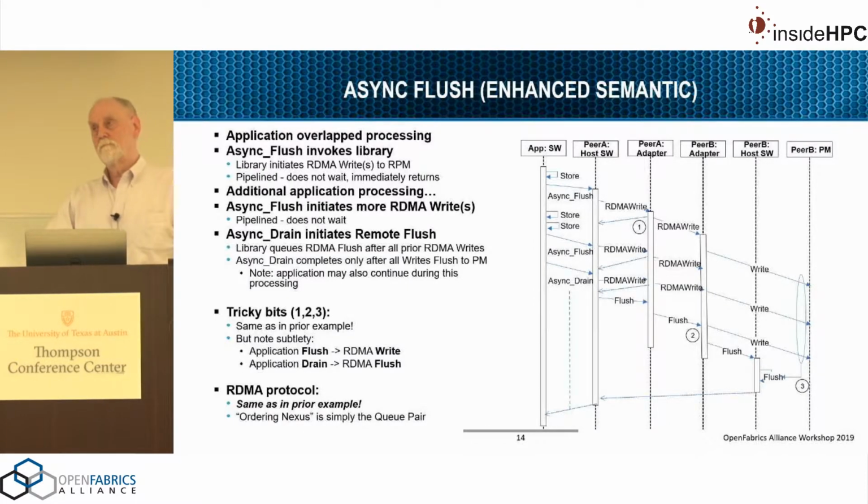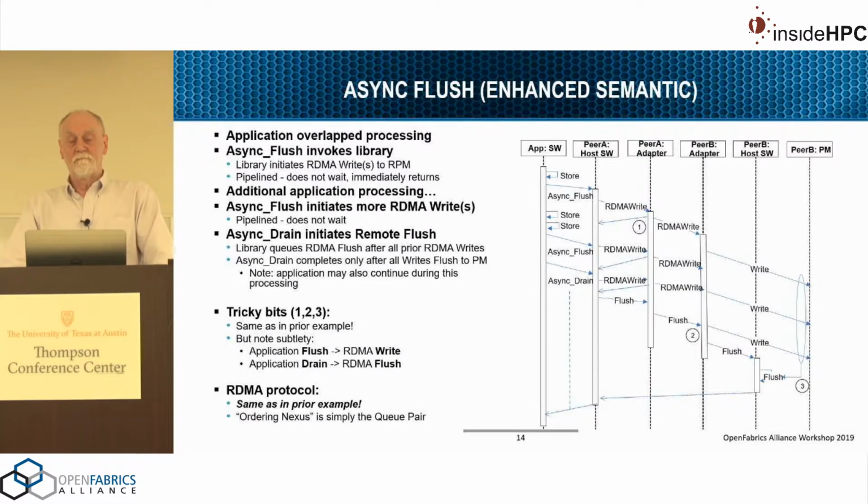Async flush helps get around the bubbles. The first is, I'm going to take my time here, you know, my full deadline scheduling. The application can do overlap processing, and that's shown here. You can see now we explicitly call out stores to memory, followed by this animal called async flush that's invoking the library. And the only thing the library does is launch a few RDMA writes that map to the addresses that were flushed. And it just returns immediately.